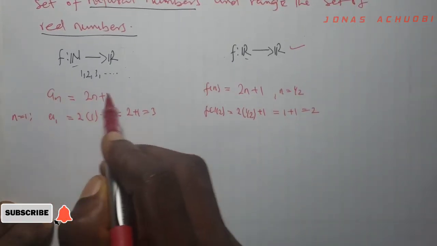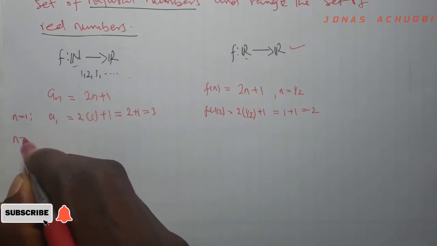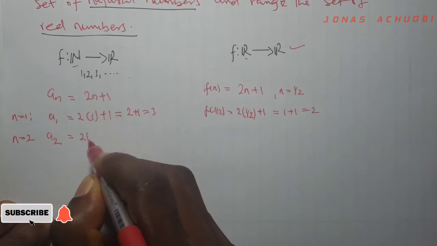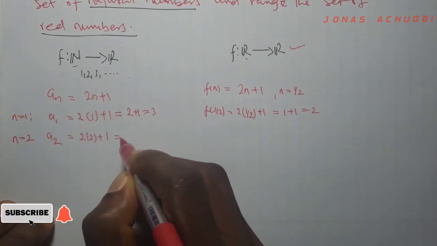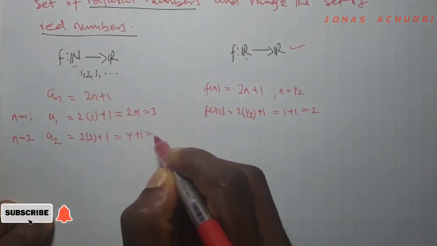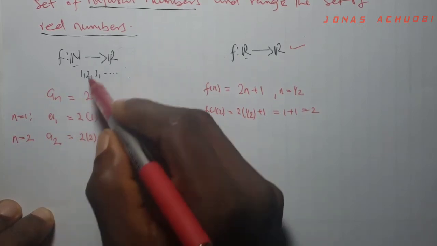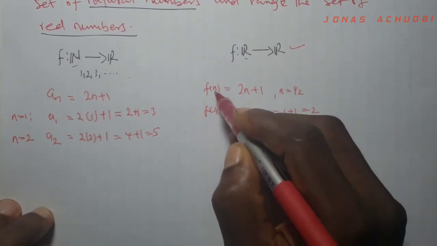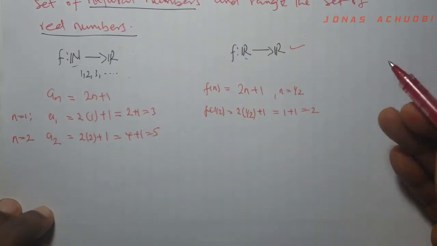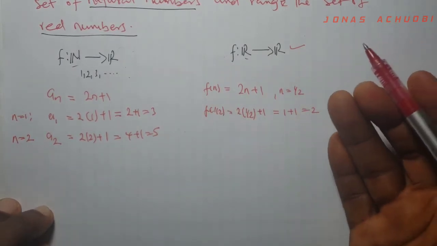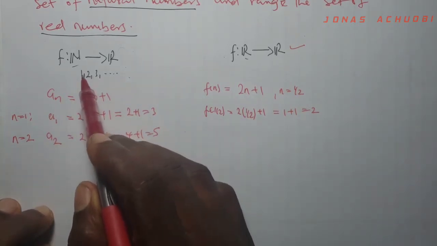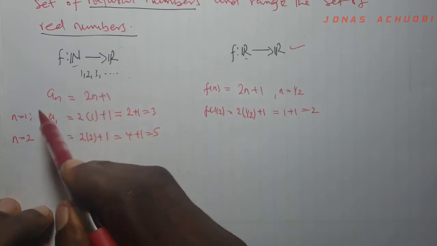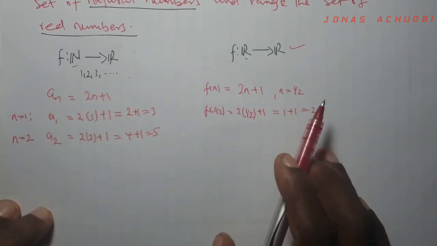To get the second term of this sequence, I have n equal to 2, so that becomes a_2 equal to 2 into 2 plus 1, which is 4 plus 1 equal to 5. So the second term of my sequence here is 5. While for my real valued function here, I can plug in my values for n arbitrarily, in no particular order. But for a sequence, when you plug in 1, the next one you must plug in is 2, the next one is 3, just to get the terms of the sequence in order.